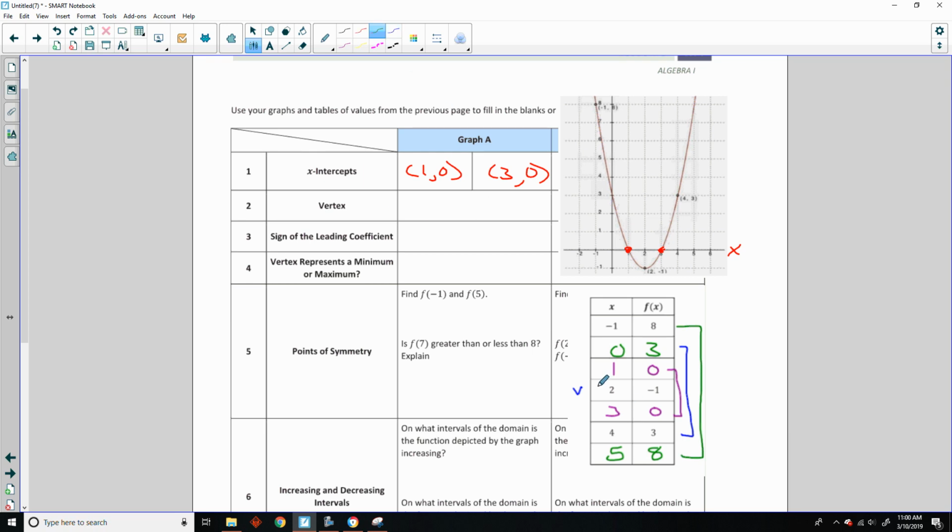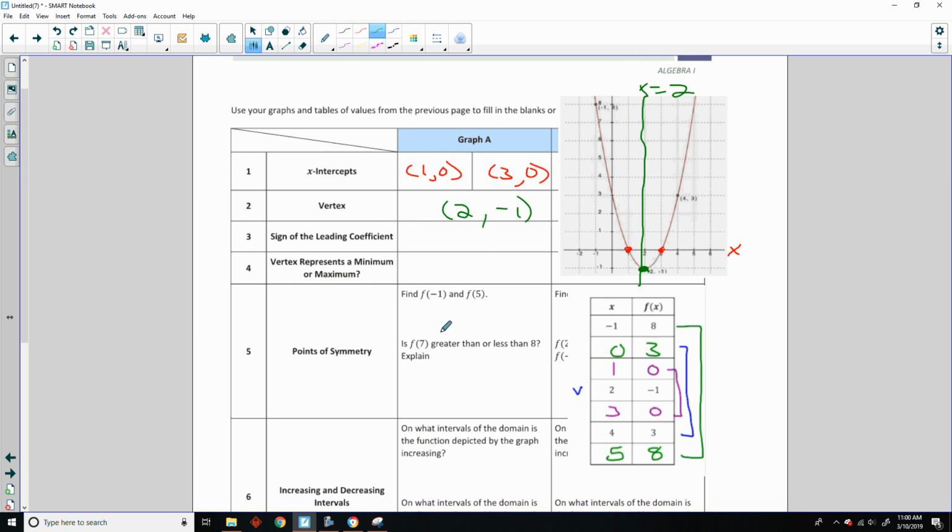The vertex we already answered previously. It's the point (2, -1). The axis of symmetry is this vertical line right here. Difficult drawing a straight line. That's x equals 2. When x equals 2, the vertex is this point here on the axis of symmetry, where the axis of symmetry intersects the parabola. So it's (2, -1).